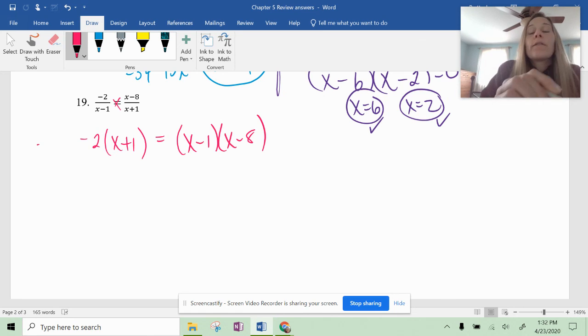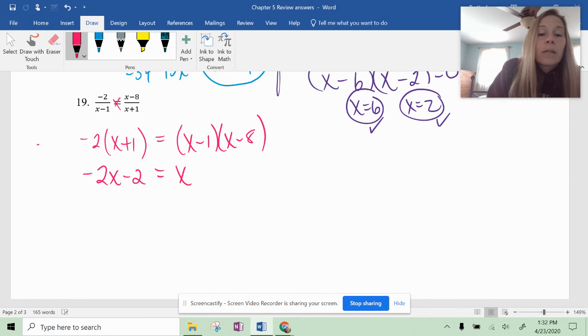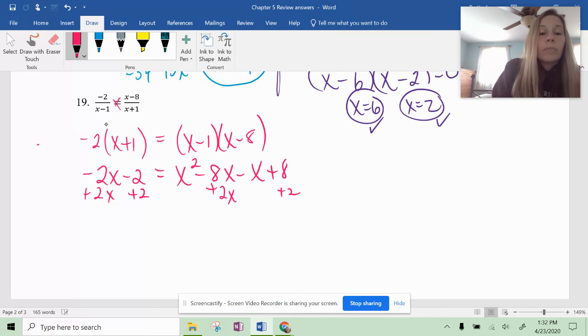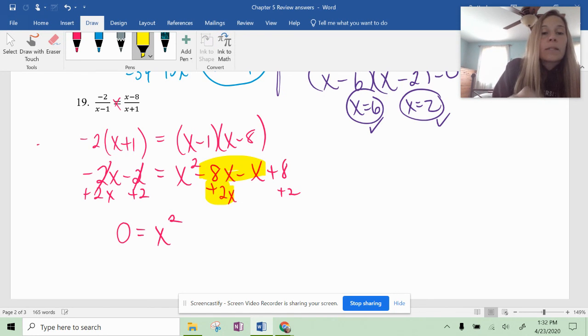Now this one's a little bit different because we're going to have to FOIL these two binomials together. So I have -2x minus 2 on the left. And on the right, it's x squared minus 8x minus x plus 8. I'm going to move everything to the one side so that I can combine my like terms and make it equal to 0. So I have x squared. This was -9 plus the 2 is going to give me -7x, and then plus 10.